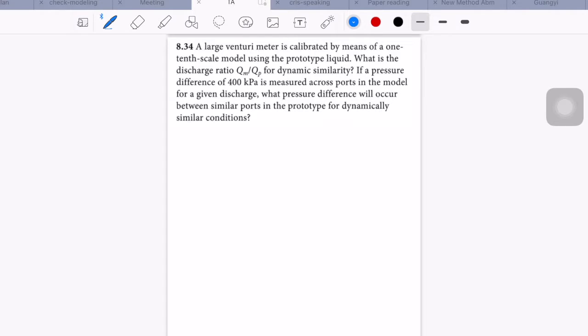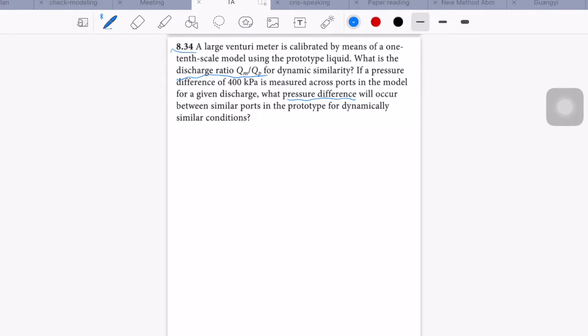Today we will look at 8.34 and 8.60 for homework 15. For 8.34, we need to find the discharge ratio and the pressure differences expected for the prototype.